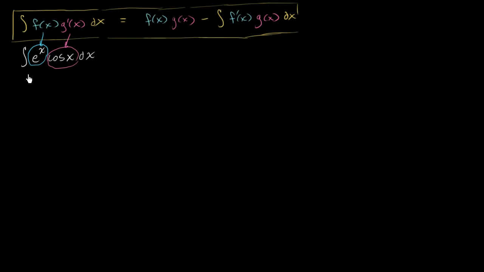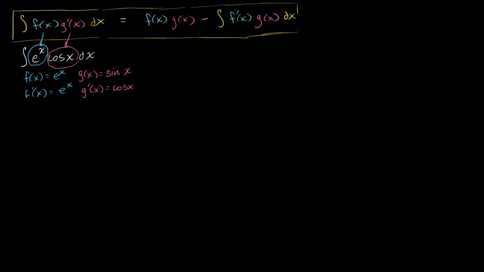Let me write it down. We are saying f of x is equal to e to the x, so f prime of x is equal to e to the x. The derivative of e to the x is just e to the x. And we're making the assignment g prime of x is equal to cosine of x, and the antiderivative of that, g of x, is going to be equal to sine of x.